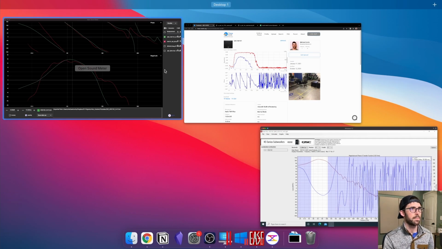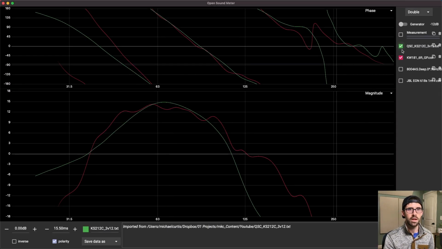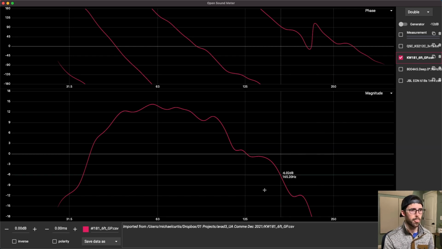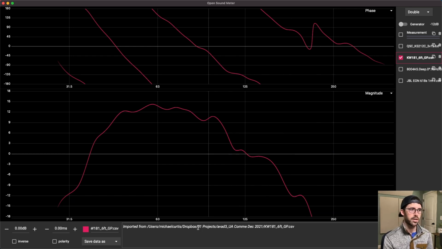So now let's jump into Open Sound Meter and see what we've got going on. Our red trace is the KW181. I took this measurement from 6 feet away. I don't have the actual propagation delay or delay locator setting. I think I left it at zero. So that means the sub is going to be late.